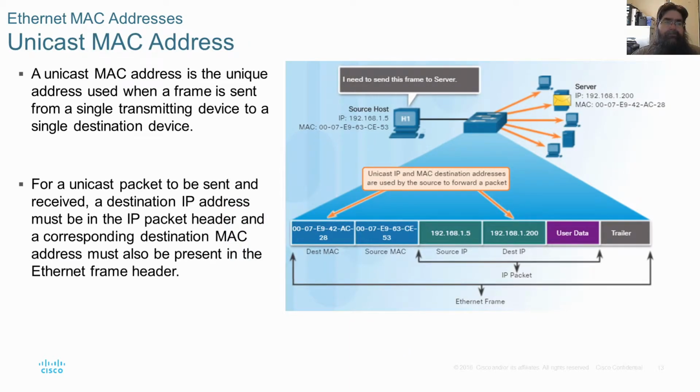Now normally with Ethernet we are looking at unicast addresses, and it's the same with the MAC addresses. We have one source to one destination, and that is why we have a destination and source address.